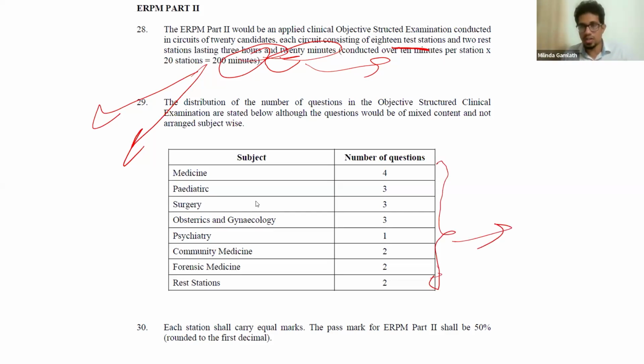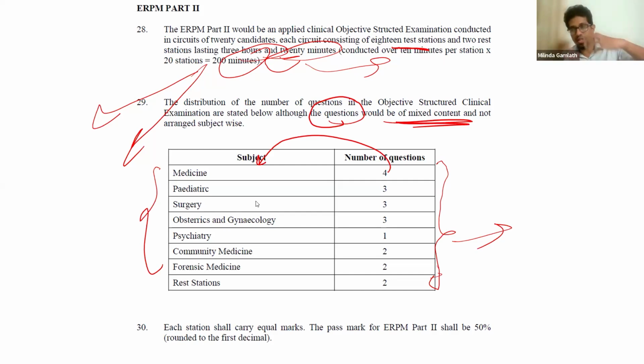We don't know exactly how the station will be structured. When you are entering, sometimes you might not know what subject it is. Although the guideline lists the subjects and the number of questions from each, the actual questions you face can be mixed content. In the same station, you might have a gyn and obs part and a community medicine part, or a forensic medicine part and a psychiatry part. Exactly how this will be structured, we are not sure.